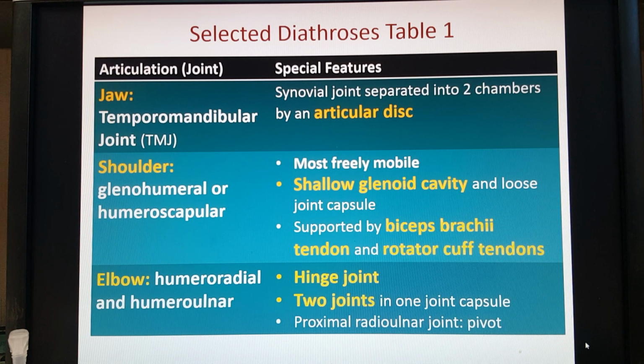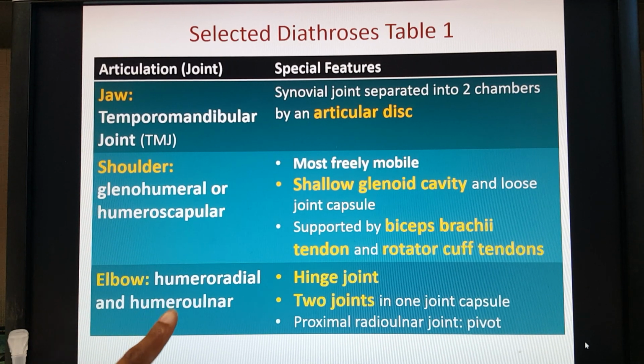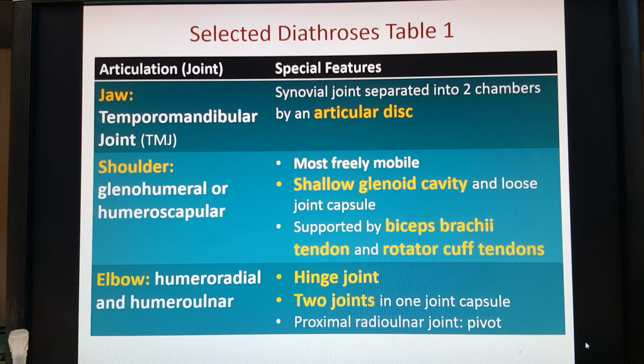Next one is the elbow. So two joints in one joint capsule. We have the humeroradial joint and the humeroulnar joint, so between the humerus and radius and humerus and ulna. So this is a hinge joint, and so it's going to have that one monoaxial type of movement. It also has a proximal radioulnar joint, which is a pivot joint, so between the radius and the ulna.